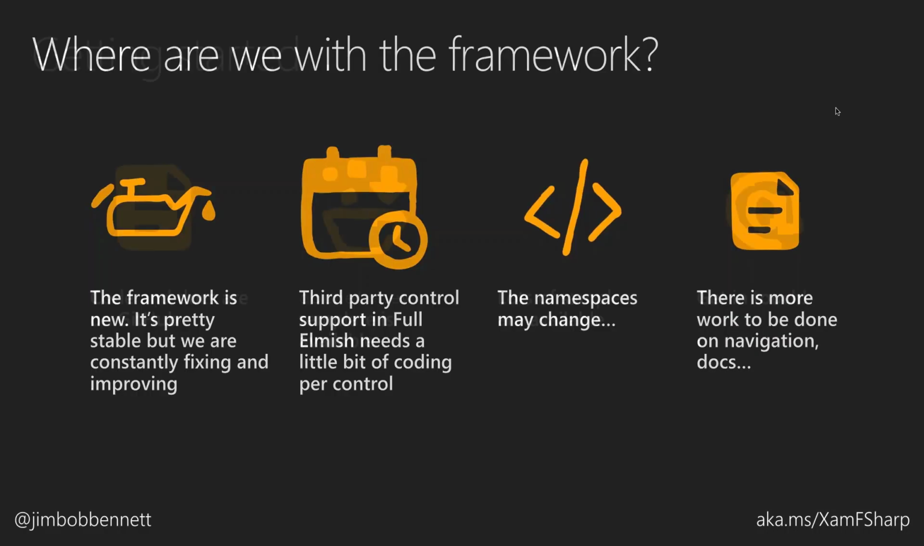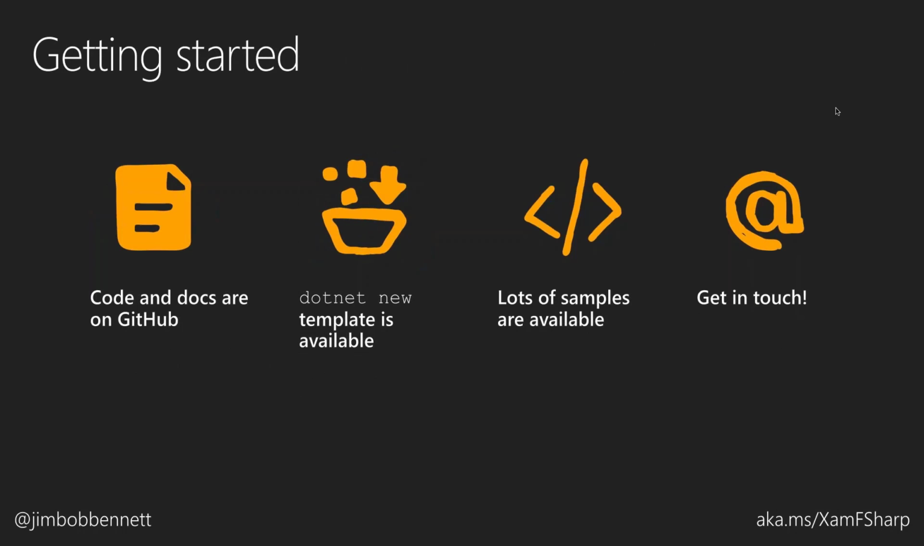So you want to get started? Yep, it's all on GitHub. We have got a dotnet new template, and this is all detailed in the documents. You can do dotnet new -i Elmish.XamarinForms to install the template, and then dotnet new Elmish.XamarinForms to spin up a new Elmish application.